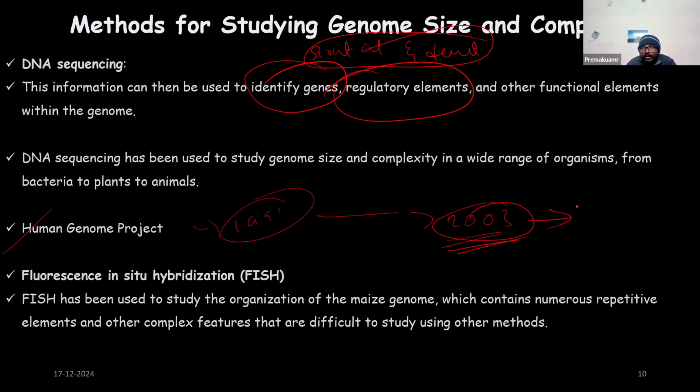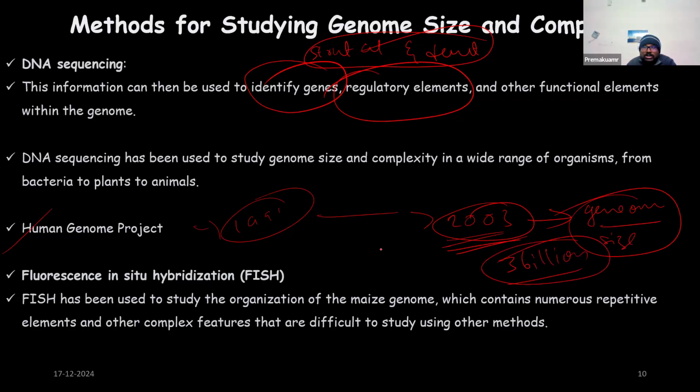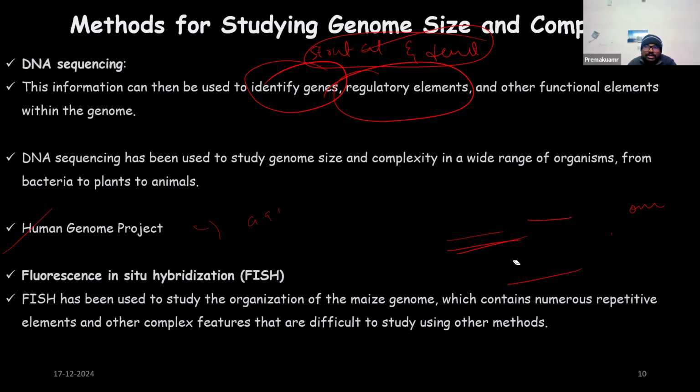Then what is the genome size of a human being? See, these things are very important. 3 billion base pairs. Which is the largest chromosome, which is the smallest chromosome? These things about the Human Genome Project, at least one or two questions will definitely come in any exam. You should read about the Human Genome Project.